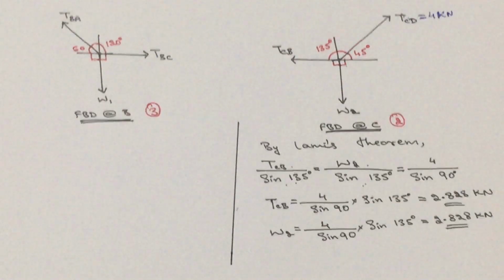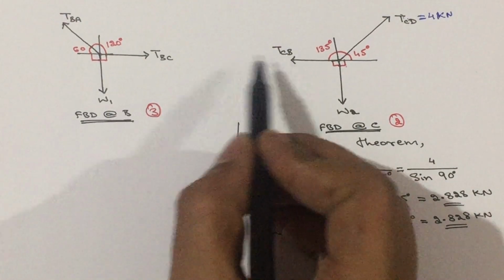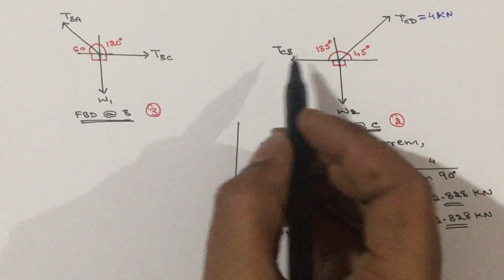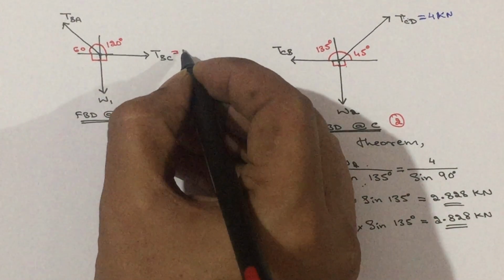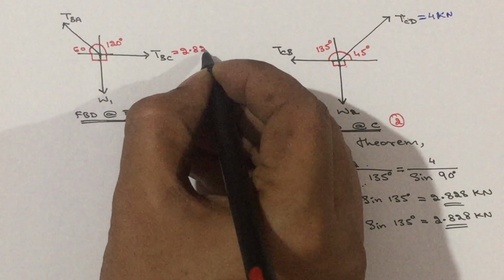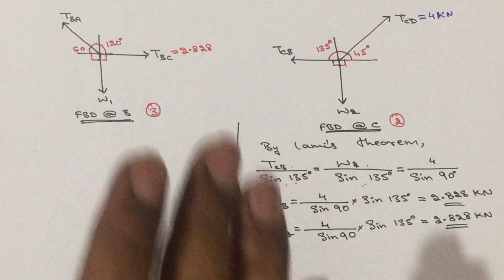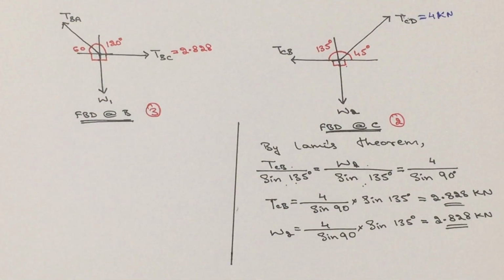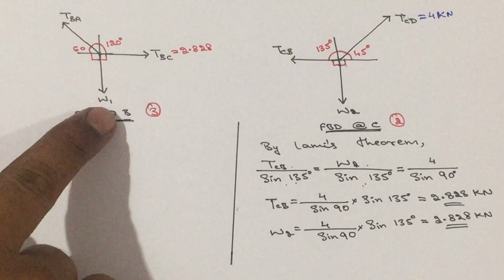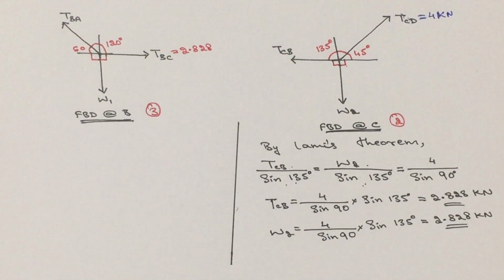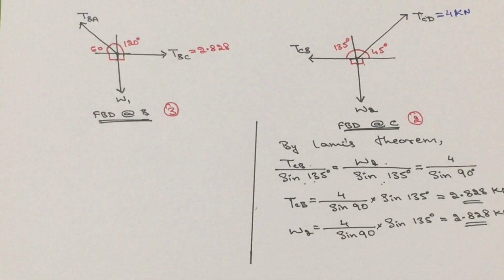So now here TBC will be equal to TCB, BC will be equal to CB. So TCB we got as 2.828, that will be equal to TBC, 2.828. Now once we select the free body diagram, now choose the method. How to choose? First count the number of forces: 1, 2, 3. Count the number of unknowns: 1, 2. So 3 forces, 2 unknowns, make use of Lami's theorem.